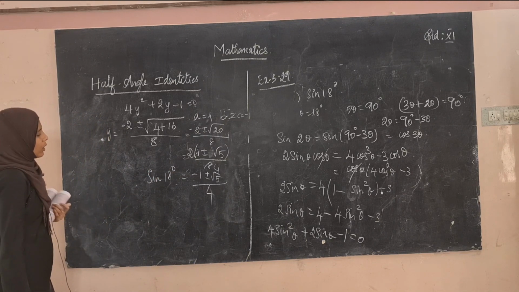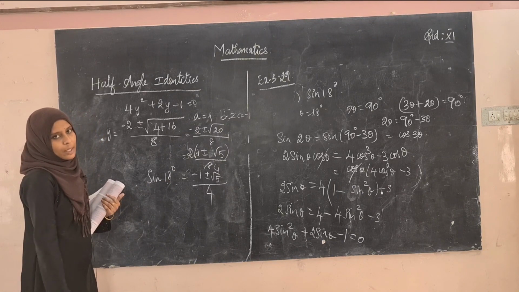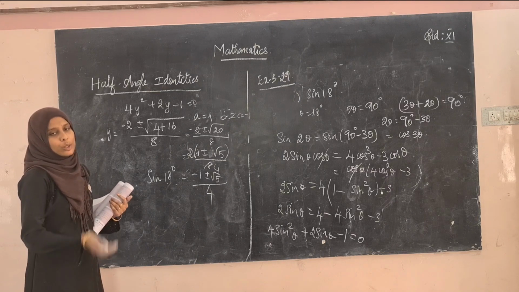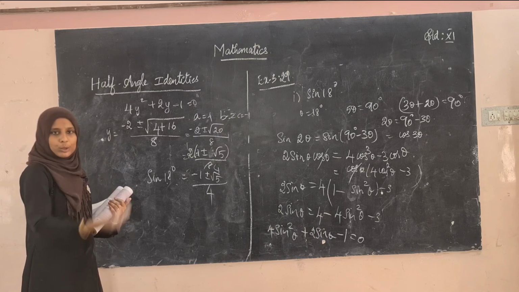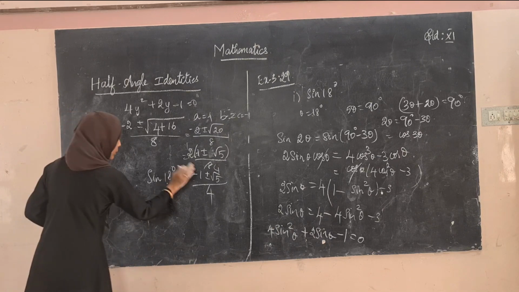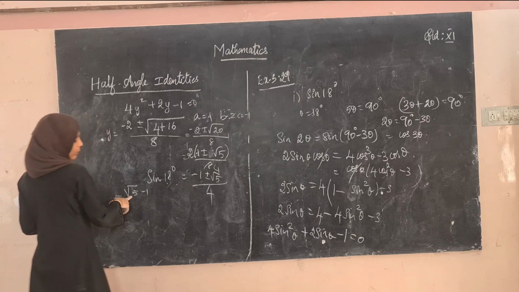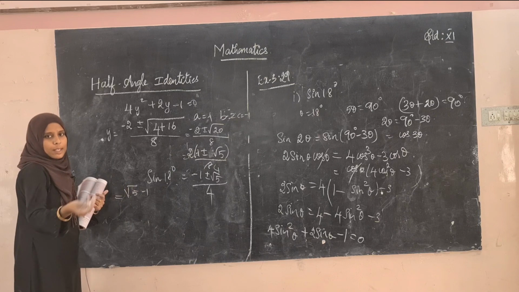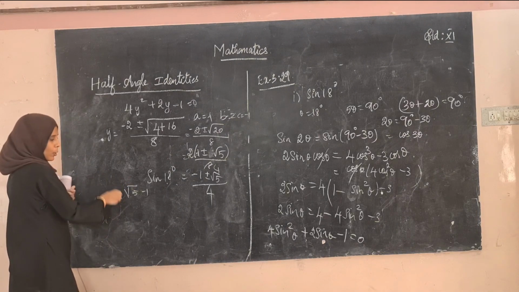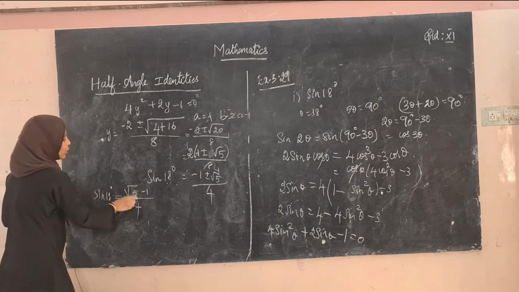And see here, 18 degree happens in the first quadrant. So in the first quadrant, both the x value and y value are positive. So you have to take the positive value. What is the positive value? Root 5 minus 1. So we know that root 4 is 2, so root 5 is 2 point something. So 2 point something minus 1 is 1 point something. So it becomes positive divided by 4. So sin 18 degree is equal to root 5 minus 1 divided by 4.